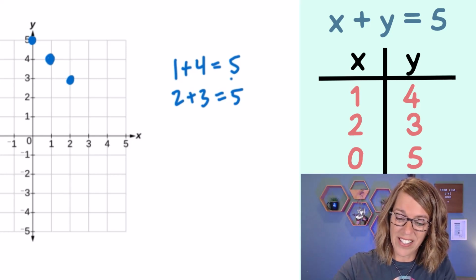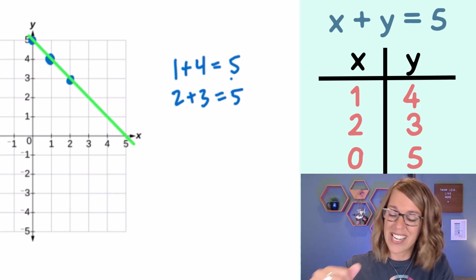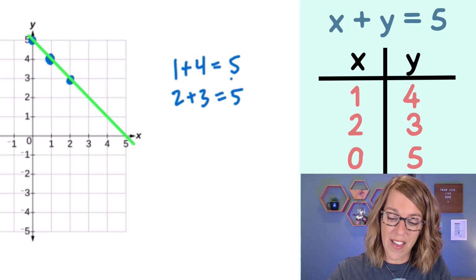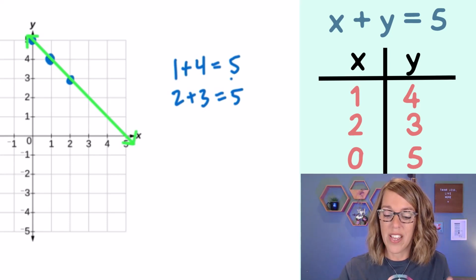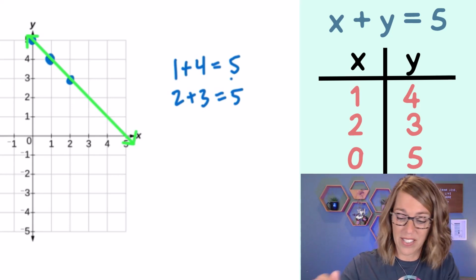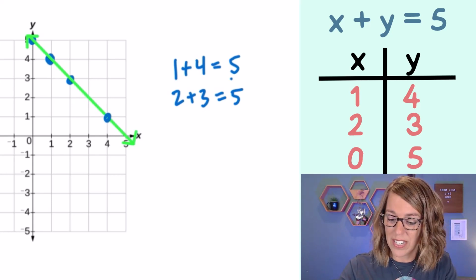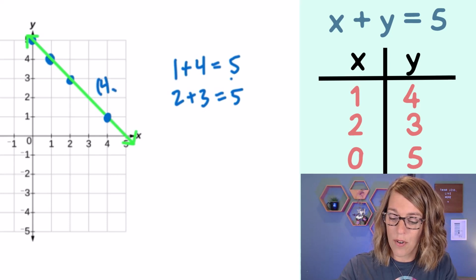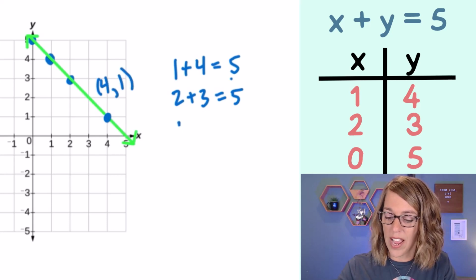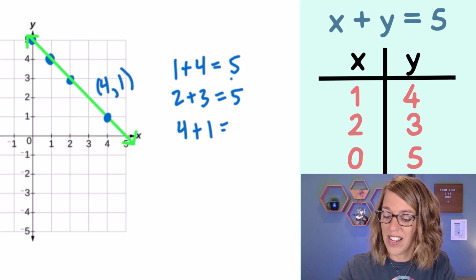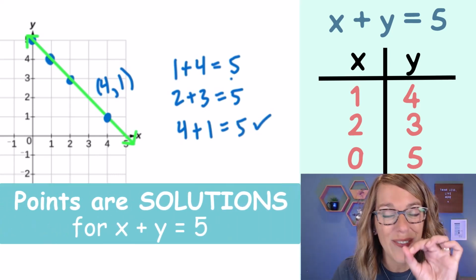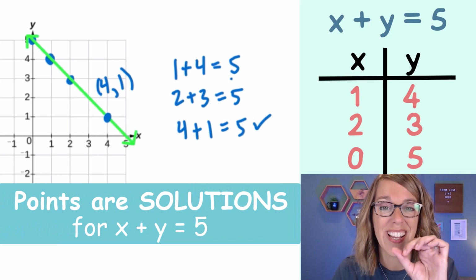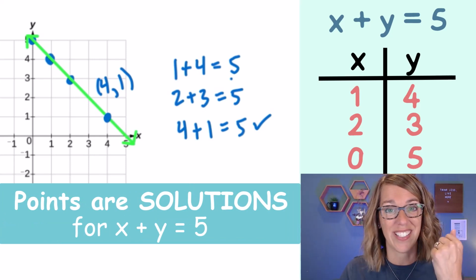Let's go ahead and graph that line, and we end up with this. Now I've got my line. It does go on forever. Every single value that this line passes through gives me another point. So for example, here's one that we didn't list. This is 4 for x and 1 for y, and certainly 4 plus 1 is equal to 5. So every single point, infinitely many points, give me solutions to this equation.